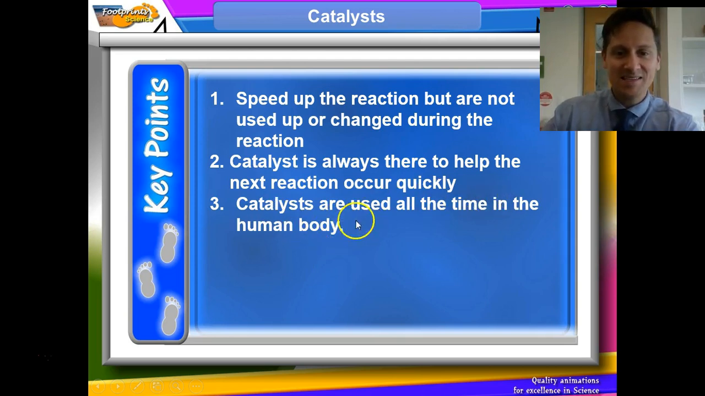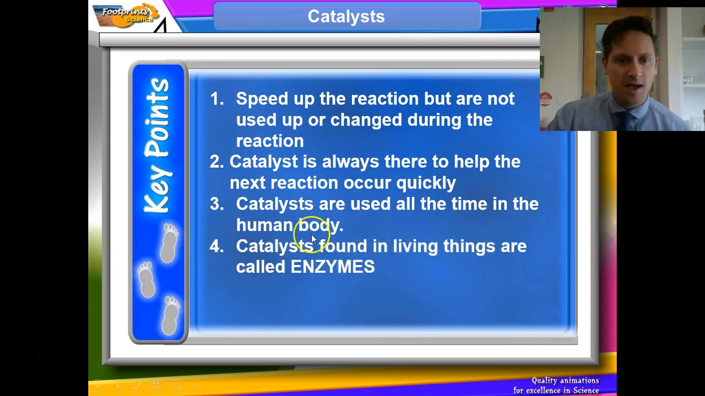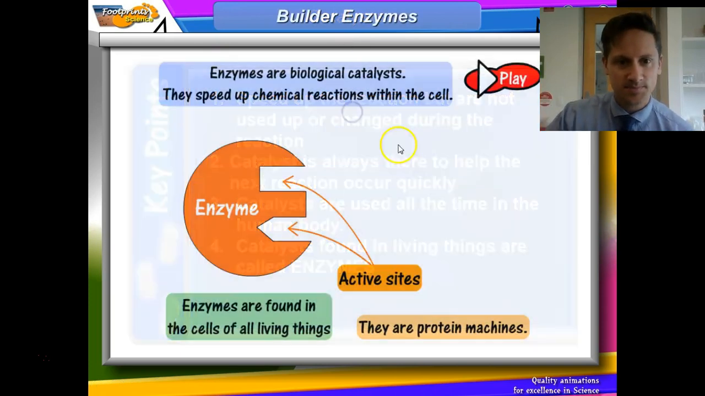Anyway, catalysts are used all the time inside the human body. Human body has lots of reactions going on, and there's lots of catalysts that are present in order to speed up those reactions. Catalysts found in living things are called enzymes. So inside your body there's enzymes, okay? Inside your dog and cat there's enzymes going on. If we're talking about an inorganic, so a non-living catalyst, it's just referred to as a catalyst.